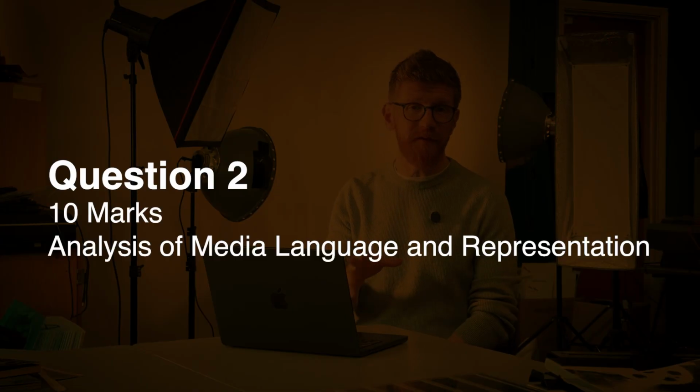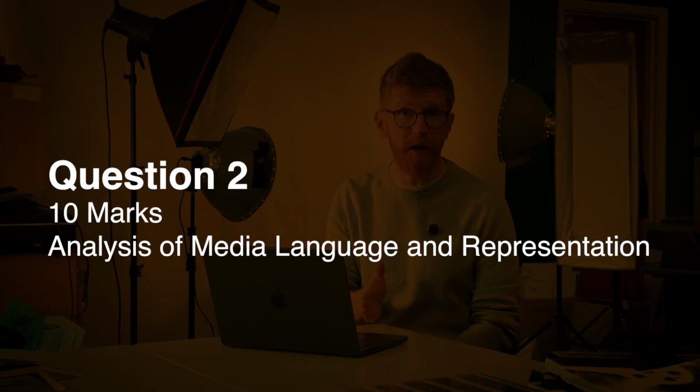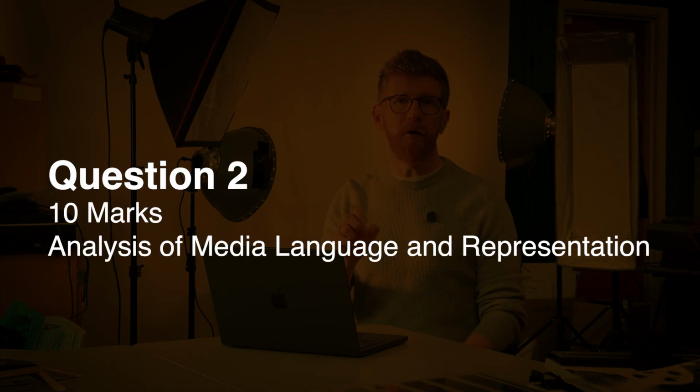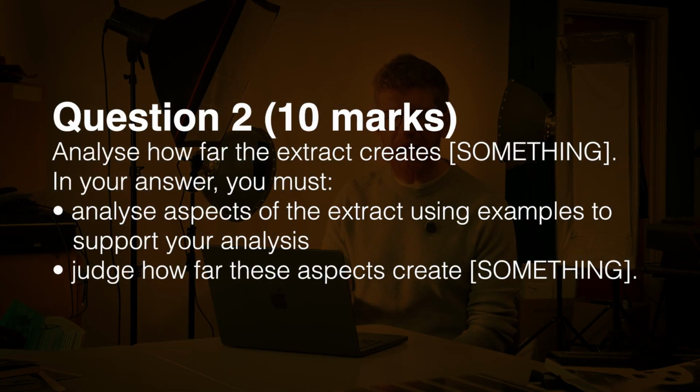Okay, on to question 2, which is worth 10 marks, so 10 minutes to write it. And this time we are going to have to properly plan what we write. Now, the great thing with this question is just like question 1, it's very formulaic and it always follows this pattern. Analyze how far the extract creates something. In your answer, you must analyze aspects of the extract using examples to support your analysis. Judge how far aspects create something.